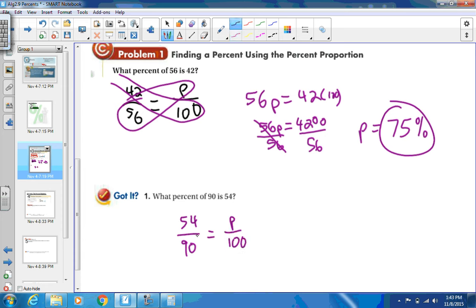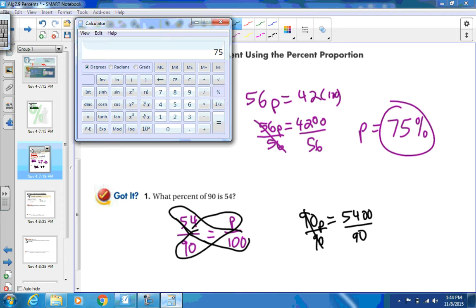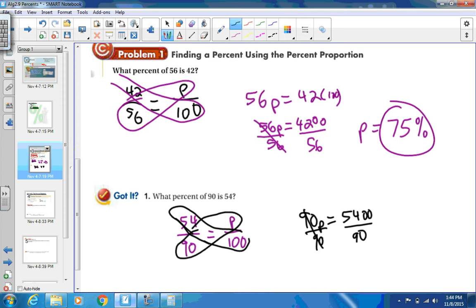When I solve, I get 90P equals 54 times 100, which is 5,400. Divide both sides by 90. I'm going to guess it's going to be around 60%, but that's my guess. 5,400 divided by 90. Aha! P equals 60. And that would be 60%. So that means that 54 is 60% of 90.